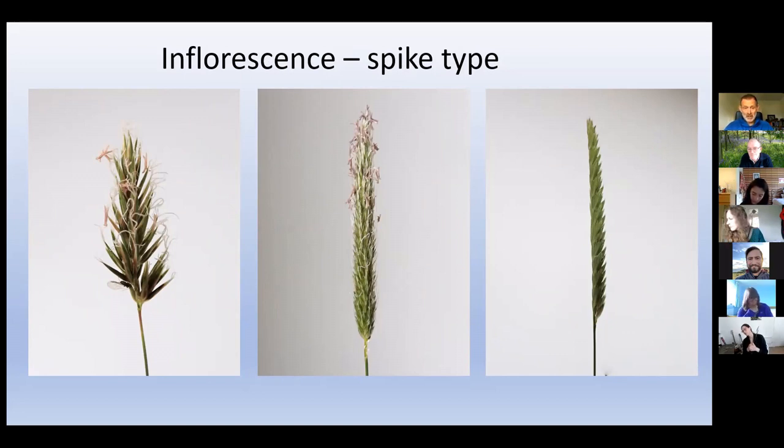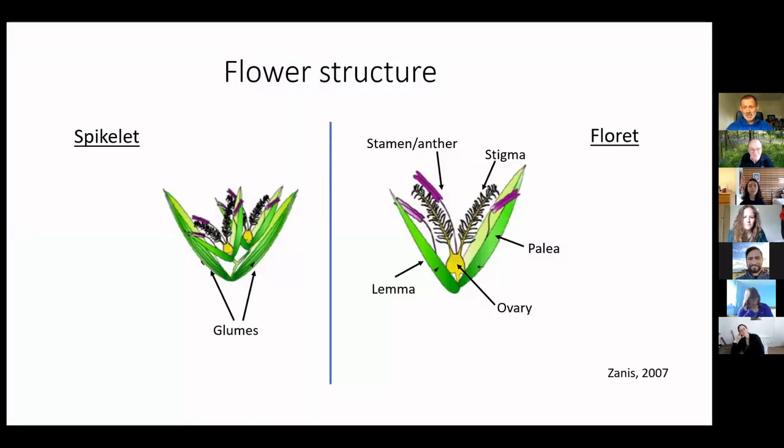You might see some other things on these pictures, little sort of scruffy bits and pieces stuck on the outside of the spike, the inflorescence. And these are the actual flowers, because remember, grasses are flowering plants and they have real flowers. They're just not quite what we're used to when we think of things like buttercups. So this is a really important bit of the structure.